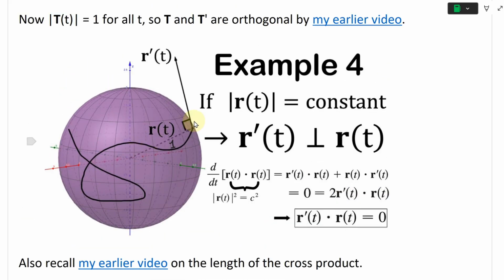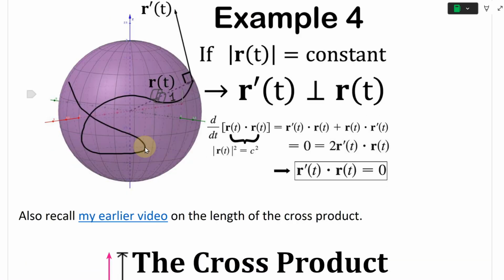Basically, if the distance is constant, it's the equivalent of being on a sphere. It doesn't matter what the space curve looks like, it's going to be on a sphere because this distance is constant away from the center. Then the derivative is always going to be tangent to the sphere, or orthogonal to this pointing vector right here. Epic stuff there. And then the dot product is going to be equal to 0. So let's go back.